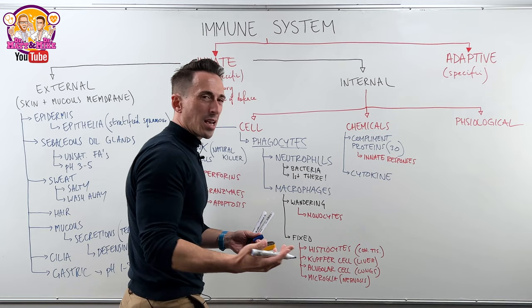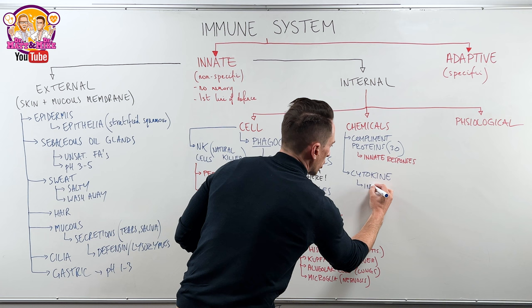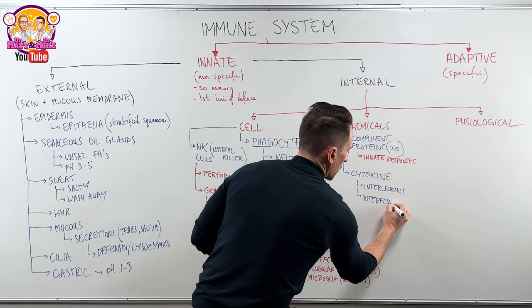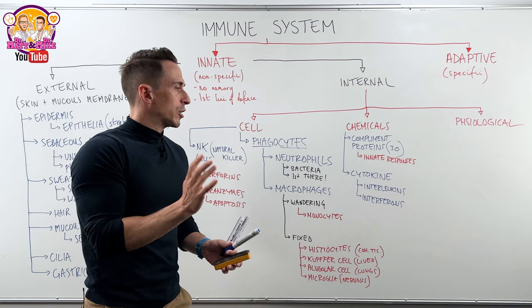Cytokines. And there's a couple of different types of cytokines. This isn't an extensive list, but things like interleukins and interferons. I mean, there's heaps. Tumor necrosis factors and things like that. What do they do? So cytokines also complement the immune system.